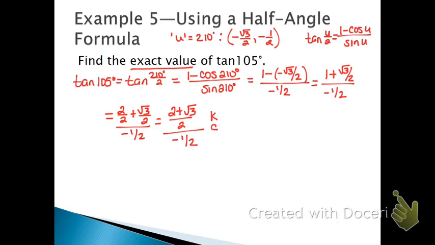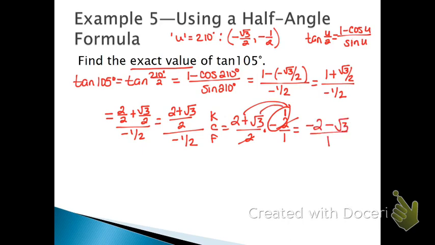Now keep it, change it, flip it. So 2 plus the square root of 3 over 2 times negative 2 over 1. Well, my 2's will cancel, right? But I still have that negative there, so I'm going to put a 1 there, and I'm going to distribute it. So negative 2 minus the square root of 3 over 1, which is just negative 2 minus the square root of 3.